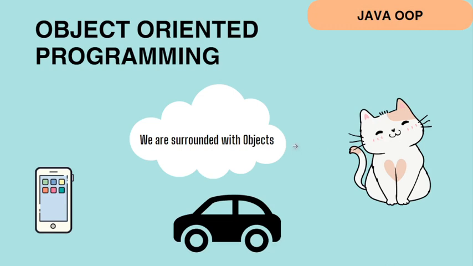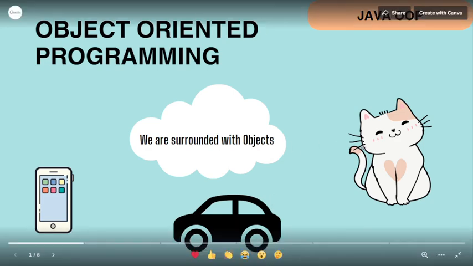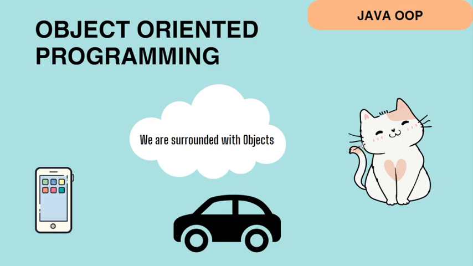All of this stuff around us, all these things are objects. This mobile phone is an object, this car is an object, this cat is also an object, but this cat is a living object. So all the objects are surrounding us. When we go to coding, when we go to programming, we use these concepts to do our task using OOP.